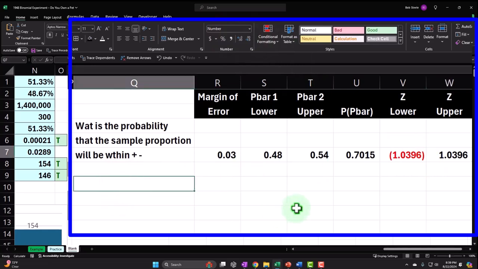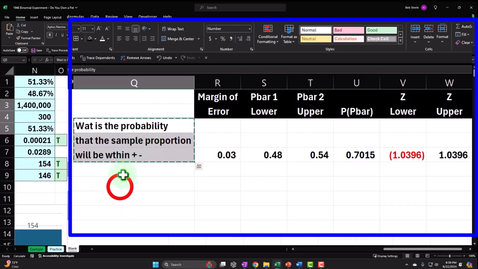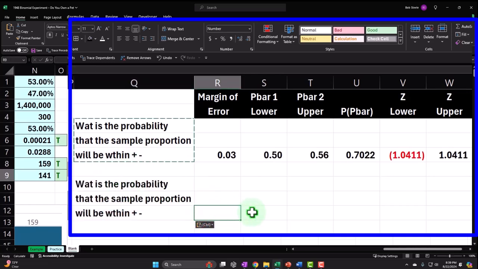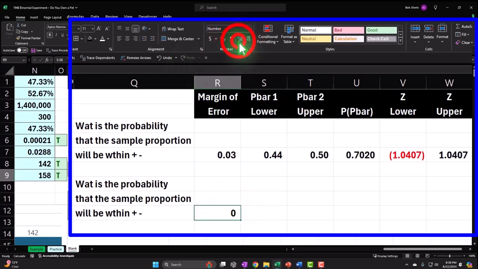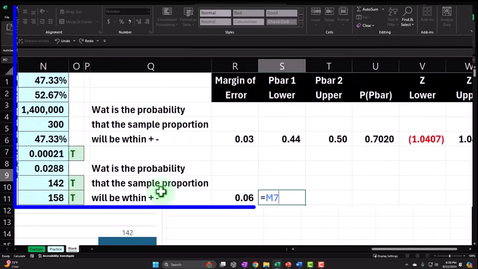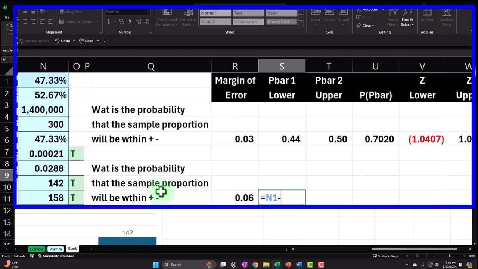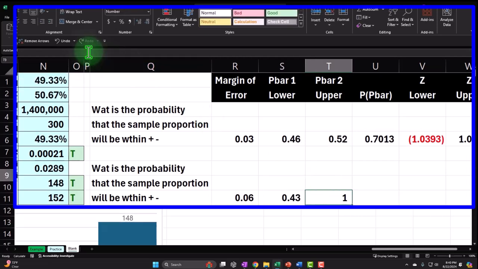So let's do it here. So same thing, I'll just copy this, same idea, but now we're going to say it's 0.06. So that's going to be my margin of error. So I'll just do the same thing. So the lower is going to be the middle point minus that, adding some decimals. So this is the range around that middle point. And then I'm going to say this is going to be the middle point plus that. So that's going to be the upper and lower that we're imagining around the middle point of the bell curve.